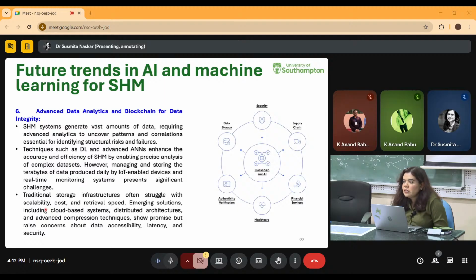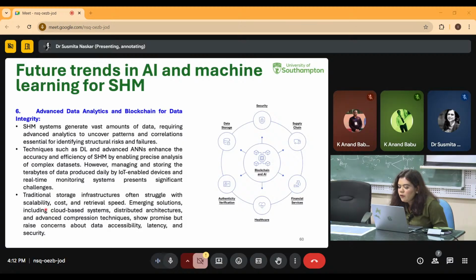Another one is blockchain technology, which is also emerging as a potential solution. It can secure data integrity. It can also ensure authenticity and provide tamper-proof records of sensor data. When combined with distributed cloud storage and advanced compression methods, blockchain can help address the issues of data accessibility and security, which we are quite worried about, especially in certain cases, right?